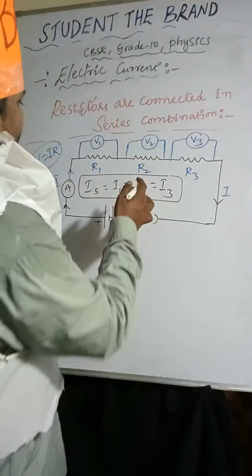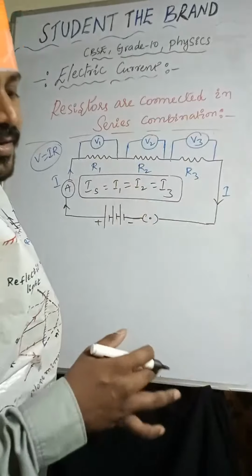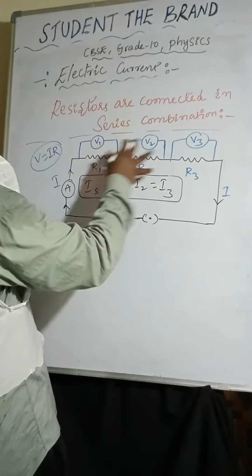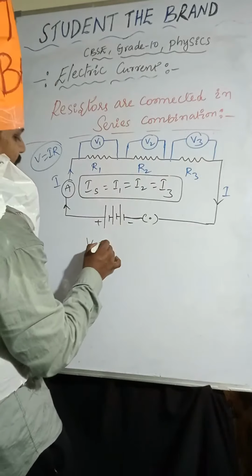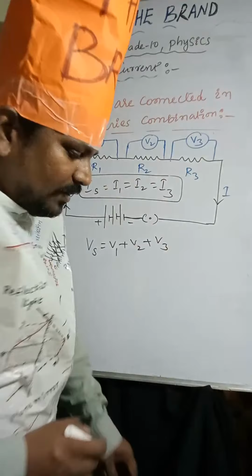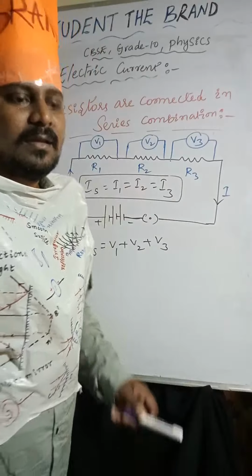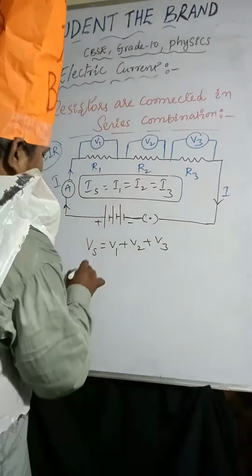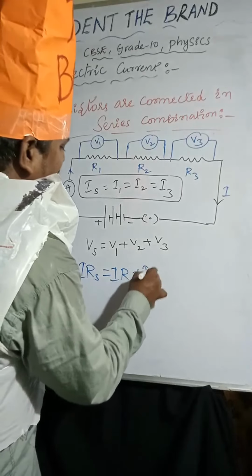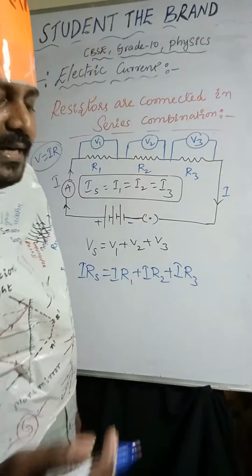Okay, done. So here current is the same in the entire circuit, and that's why the potential difference is different. So Vs equals V1 plus V2 plus V3. Yes or no? Now IRs equals IR1 plus IR2 plus IR3. Shall I take I common because current is the same, right?